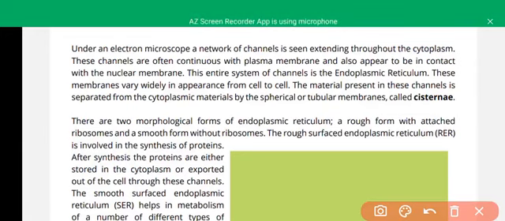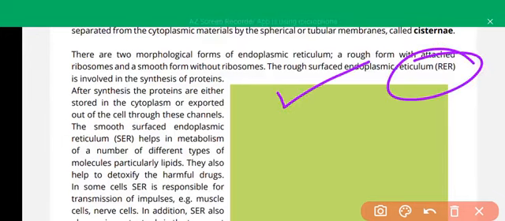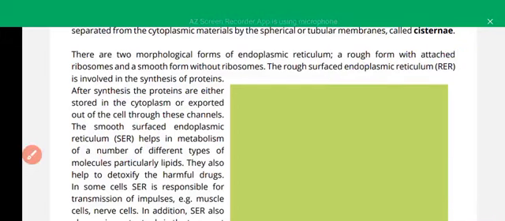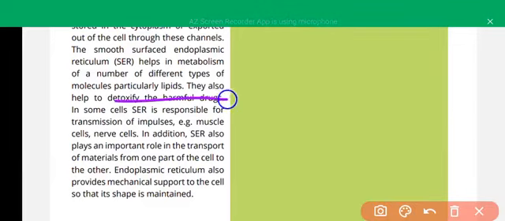Now we will look at the morphological forms of endoplasmic reticulum. There are two morphological forms of endoplasmic reticulum: rough endoplasmic reticulum with attached ribosomes, which also forms proteins, so it also helps in the formation of proteins, and also maintains the shape of cells. Then smooth endoplasmic reticulum, which is without ribosomes, and so it is not involved in protein synthesis, but it helps in detoxifying harmful drugs and transmission of impulses.